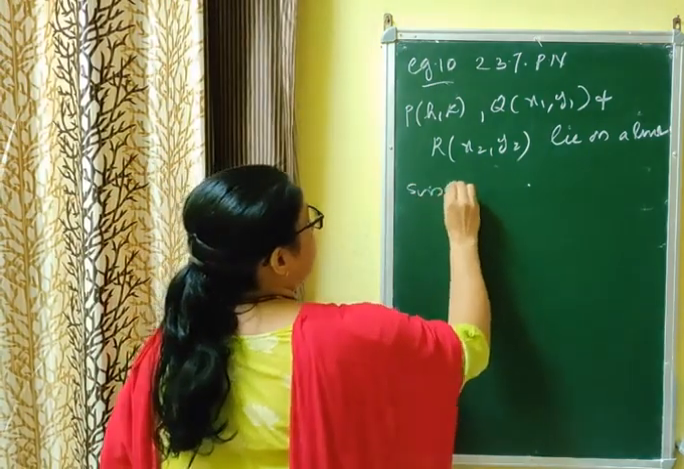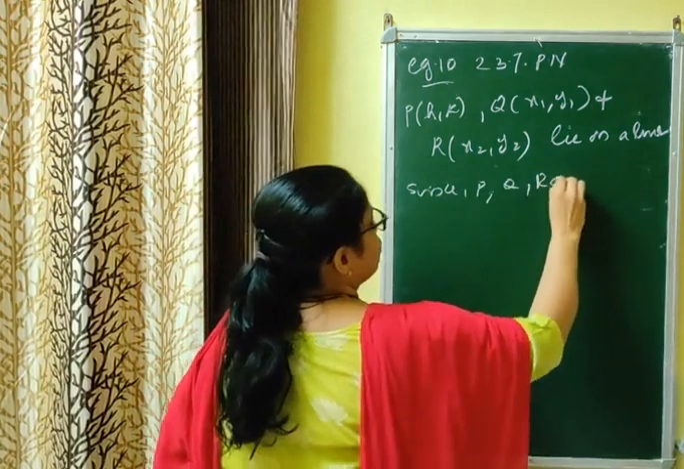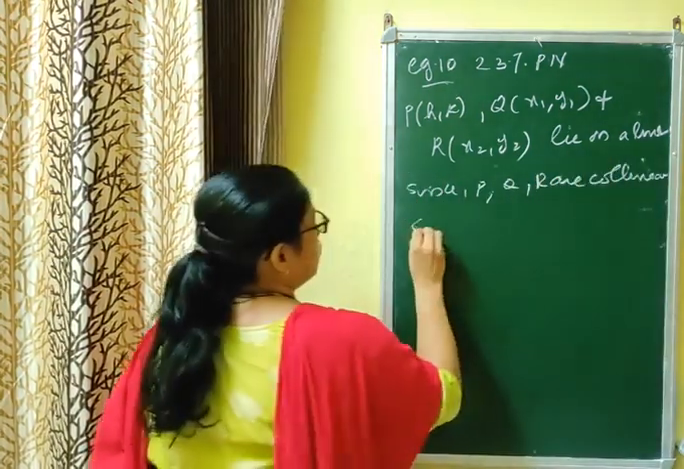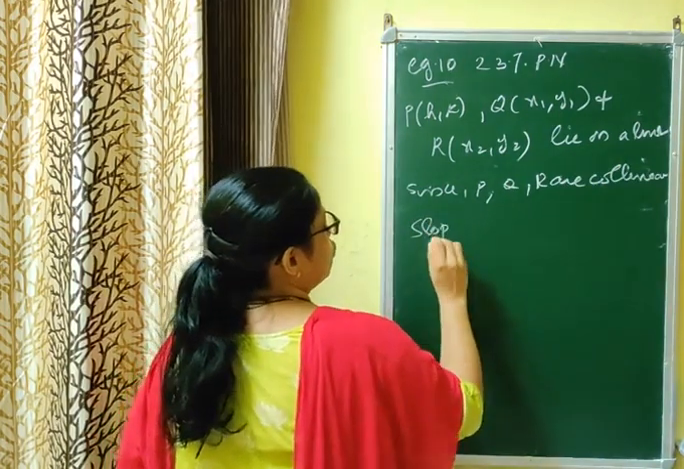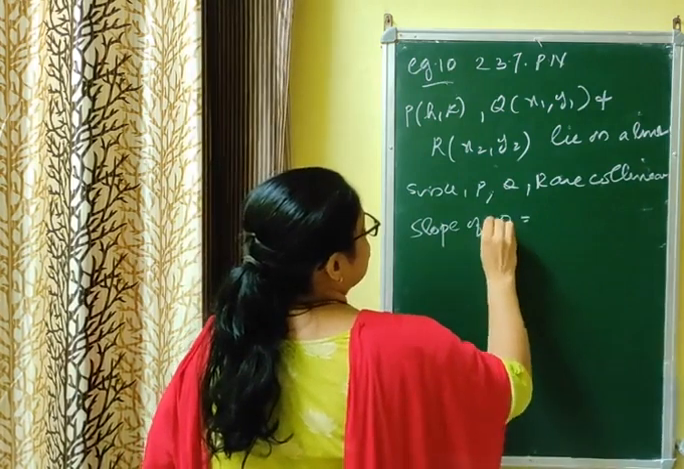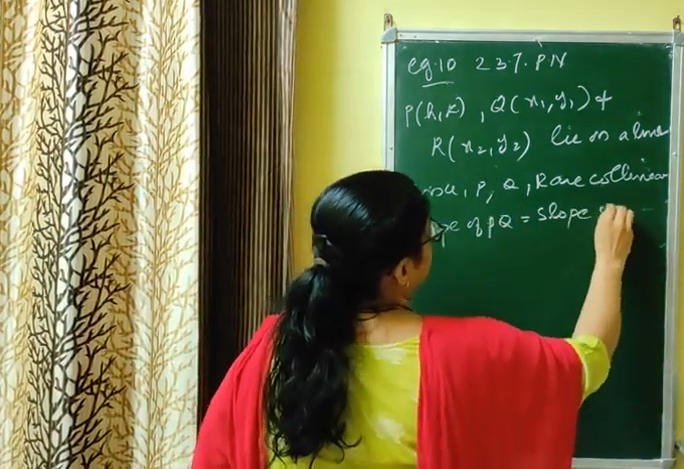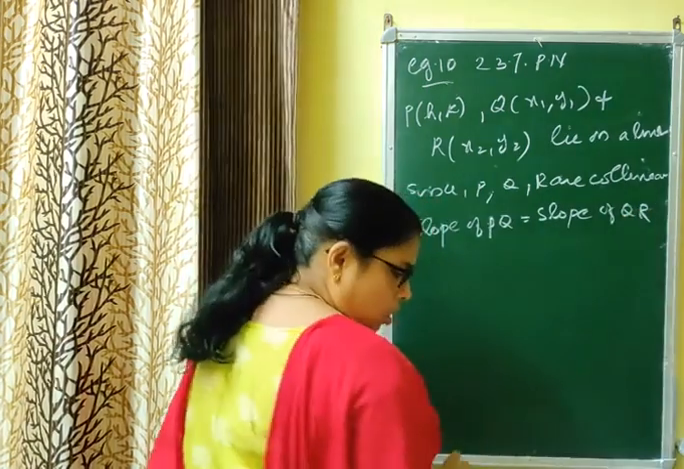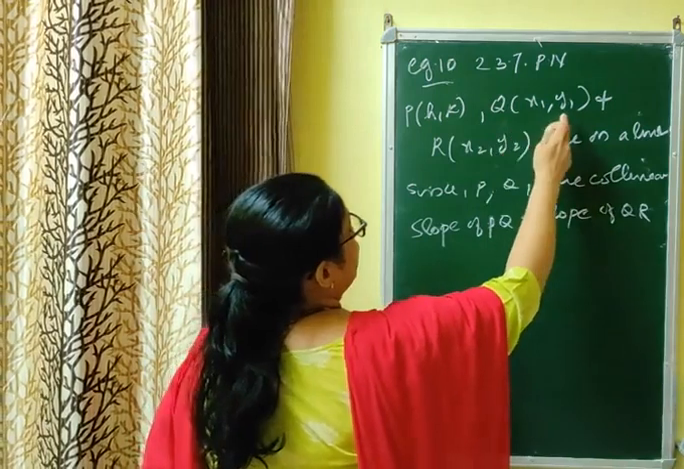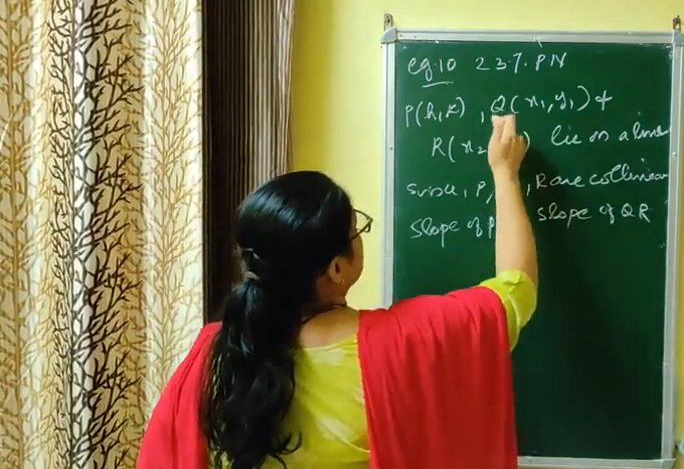Now, since P, Q, R are collinear, by the property of slopes of collinear points, slope of PQ is equal to slope of QR. You can take PR also, but as per the requirement of the question, we have to take QR because you are asked to find y2 minus y1. y2 minus y1 will come by taking the points Q, R.